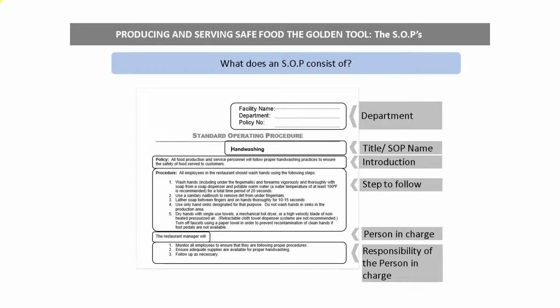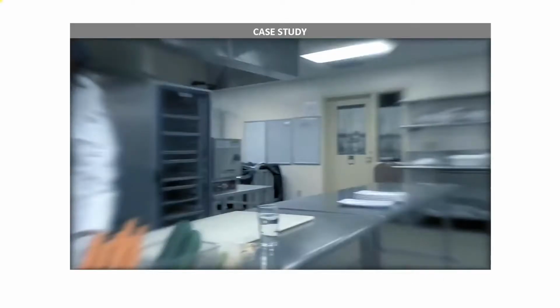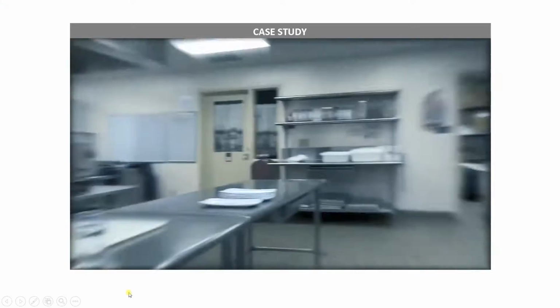Of course, to make sure that even the restaurant manager monitors correctly, you have what we call quality control. You have audits. The audit aims at making sure that the person in charge really does his job of monitoring. Now, we are going to do some work and I need you to watch this video first.